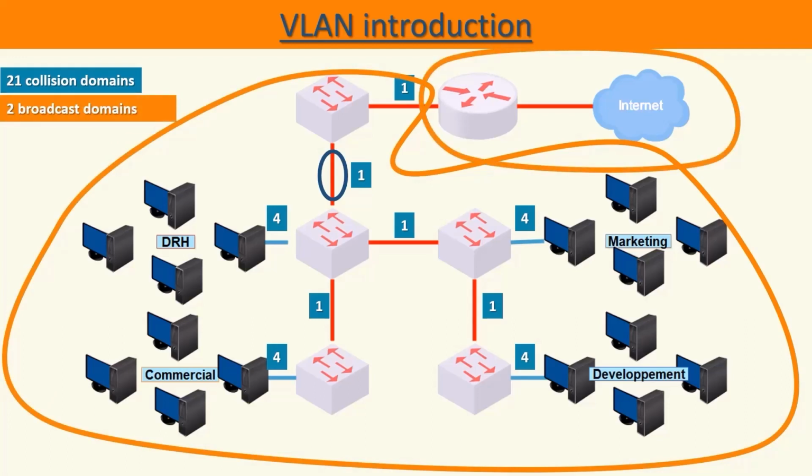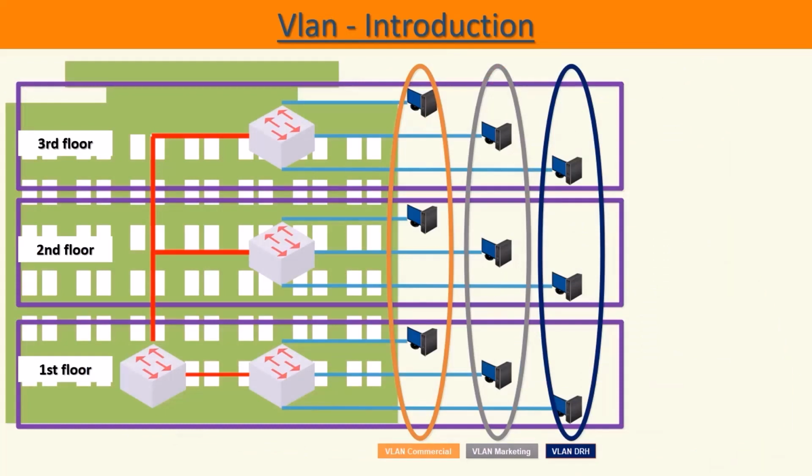We have seen that this topology is not a good design. That's where the VLANs come in. On this new topology, we have 4 physical switches and 3 virtual networks, better known as VLAN, which are called commercial, marketing, and DRH. A VLAN is a virtual LAN. It's like you have a switch inside a switch.